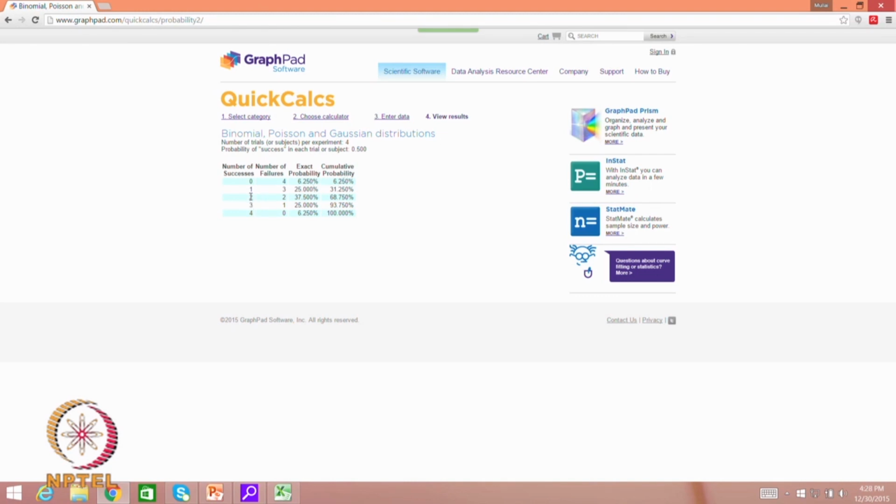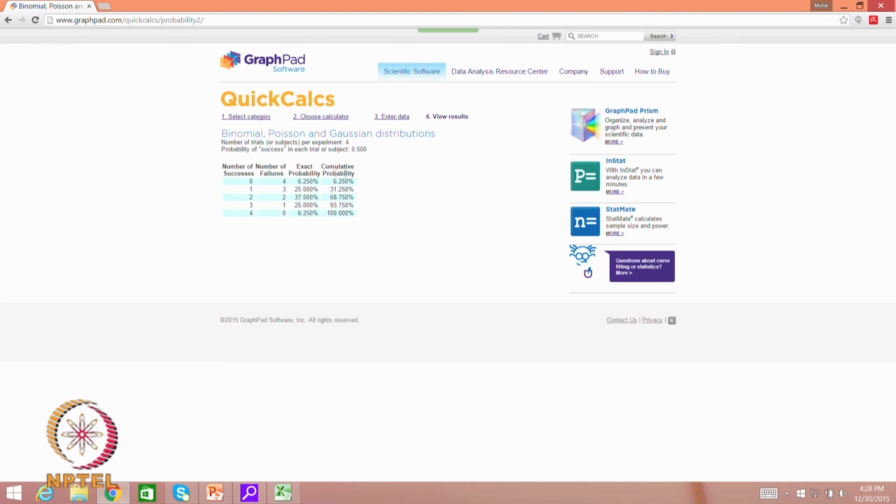So 2 successes, you get 37%, you can see, so 0.375, and the cumulative will be 6 plus 25 plus 37, that is 68%. So 3 successes out of 4, it gives you 25%, cumulative wise it is 93%. So all 4 heads out of 4 trials, 100% it gives you.